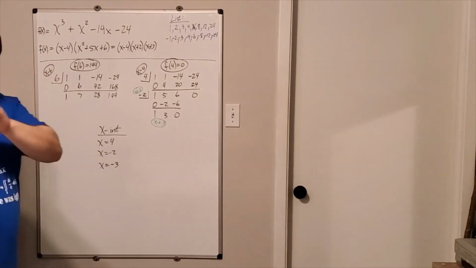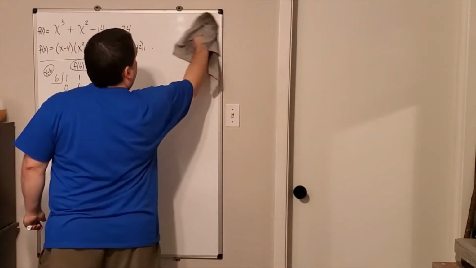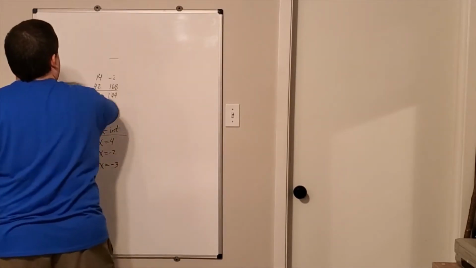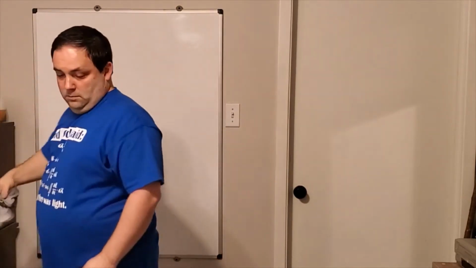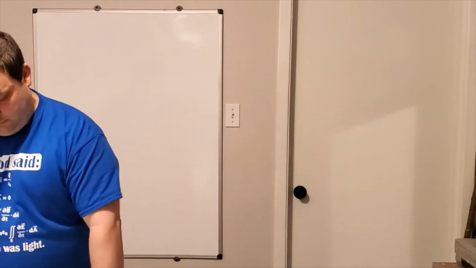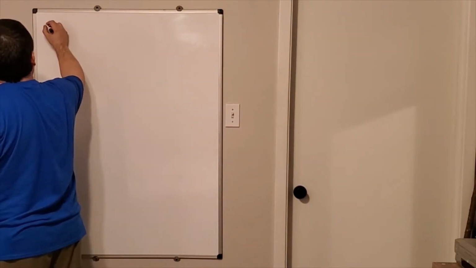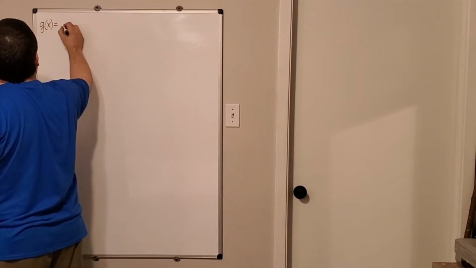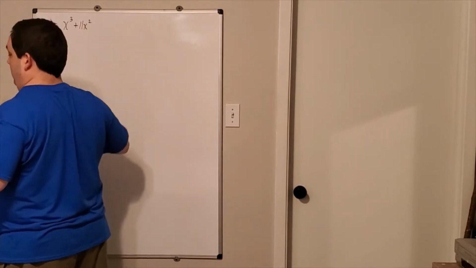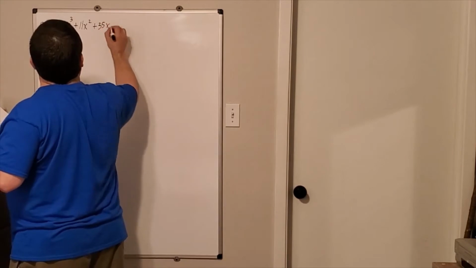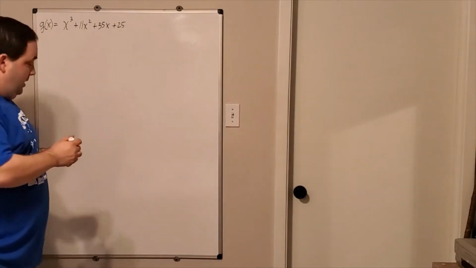Okay. Let's try another one. Let g of x is equal to x cubed plus 11x squared plus 35x plus 25. All right? So we have this one now.